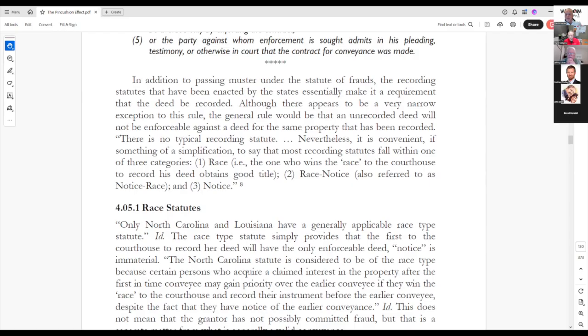Yes, race statutes, it's first to the courthouse wins. It doesn't matter about notice, constructive notice, or actual notice. But there's only two states that I'm aware of, North Carolina and Louisiana, that have the race statute. Okay, and as an attorney or a surveyor, maybe advising people to a certain extent with land transactions, I mean, don't walk, run, get your deed recorded. You're just asking for trouble to not get it recorded.